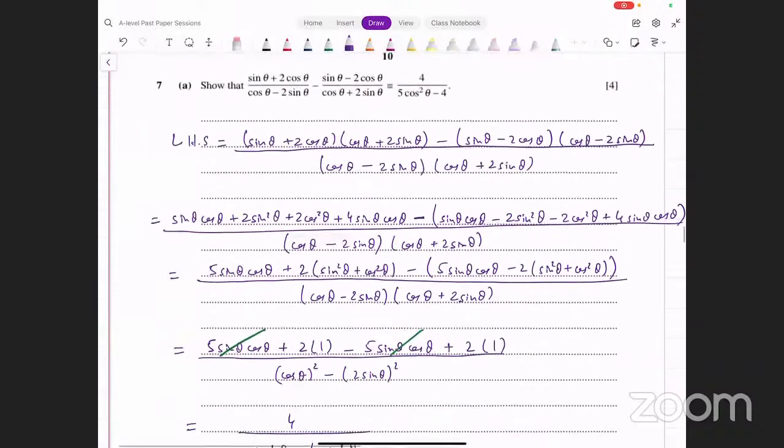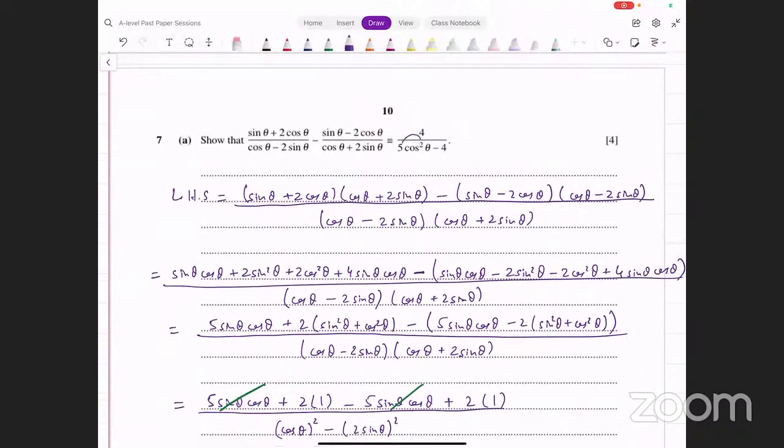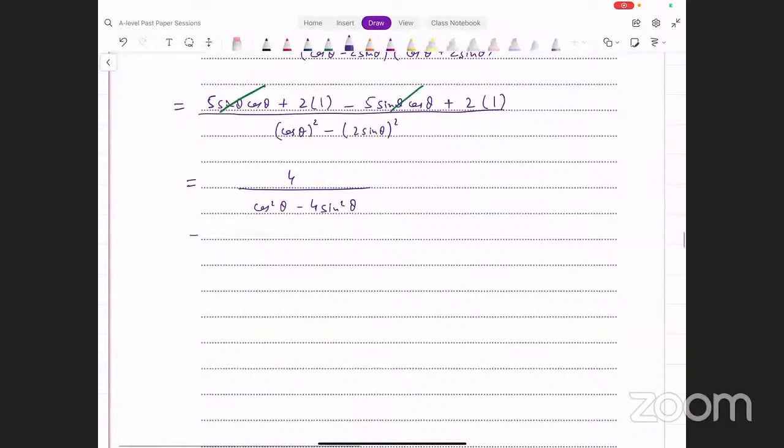अब हमें क्या चाहिए denominator में? Denominator में चाहिए only cos square, sin नहीं चाहिए, तो sin square को convert कर लेते हैं. Sin square को हम लिख लेते हैं 1 minus cos square theta, and that gives us 4 over cos square theta minus 4 plus 4 cos square theta, and that gives me 4 over 5 cos square theta minus 4.